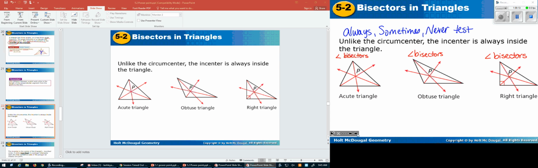Okay, so each of these points P's are called what again? Incenters. So each of those is the incenter. Where is the incenter always going to be if it's acute? Inside. Where's the incenter going to be if it is obtuse? Inside. Where is the incenter going to be if it's a right triangle? So unlike the circumcenter, the incenter is always inside, no matter what kind of triangle it is. Okay?